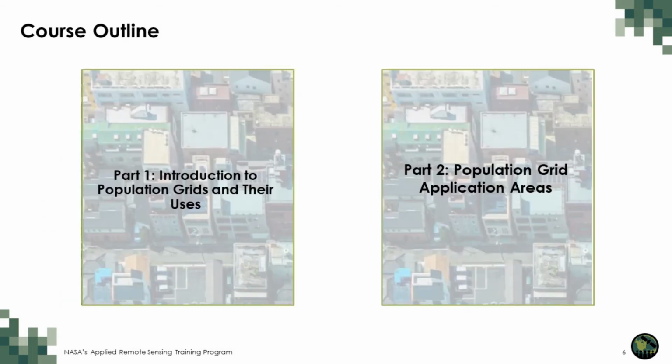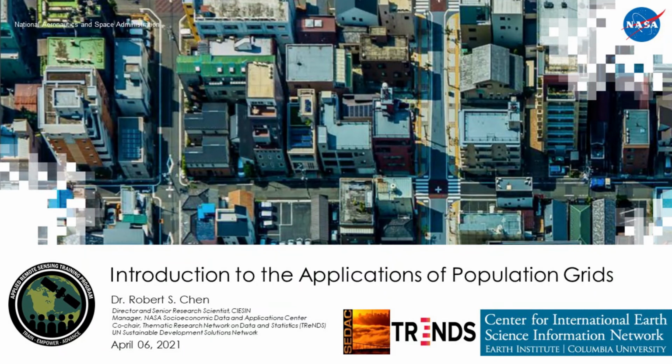Last week in part 1, we had a great presentation from Greg Yetman and Stefan Leik on an introduction to the population data grids, their limitations, their strengths, and their uses. Today in part 2, we're really happy to dive a little bit deeper into how these population grids can be used in different applications, in particular, sustainable development goals and disaster risk reduction. So first, I'm going to send this off to Dr. Robert Chen. He is the Director and Senior Research Scientist for CSUN.